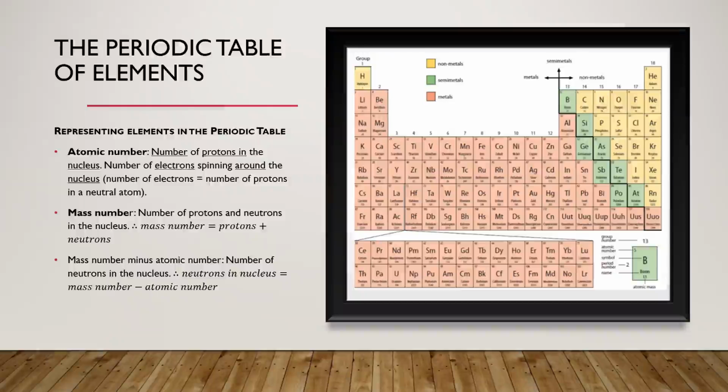Okay guys, so now we're going to start Unit 1, which is the periodic table of elements. This is really easy, like I say, for nearly everything. But let's just get to it. Representing elements in the periodic table.